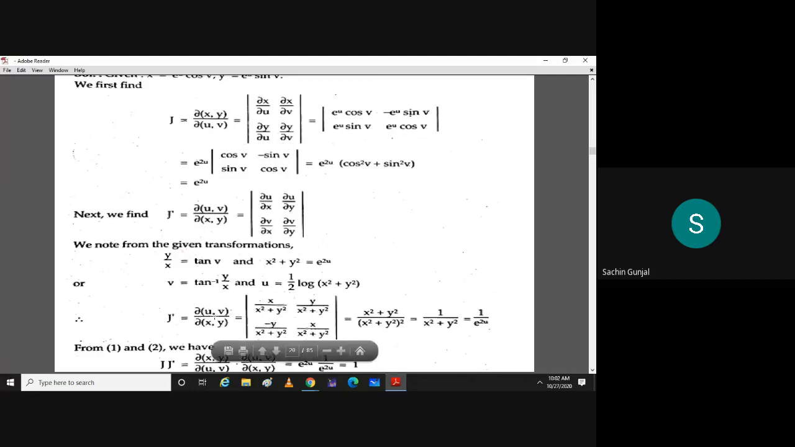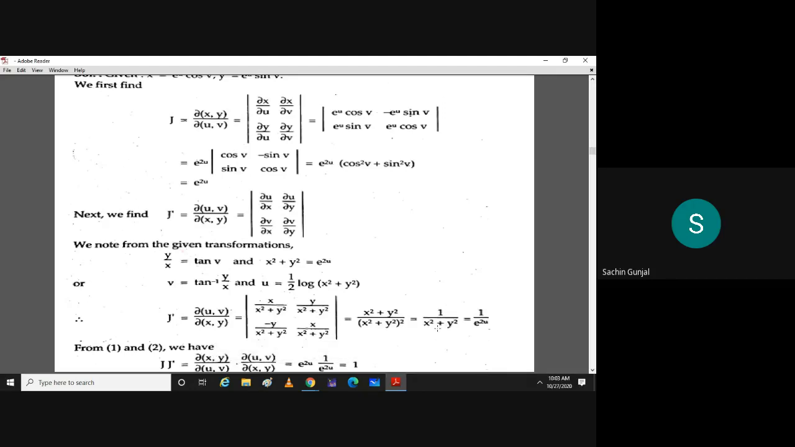Then v with respect to y, again 1 upon 1 plus (y by x) whole square into the derivative of y by x with respect to y, which is 1 by x. After simplification, you will get x upon x square plus y square. Now if you calculate this determinant, you will get x square plus y square upon (x square plus y square) whole square. So one x square plus y square gets cancelled: 1 upon x square plus y square.